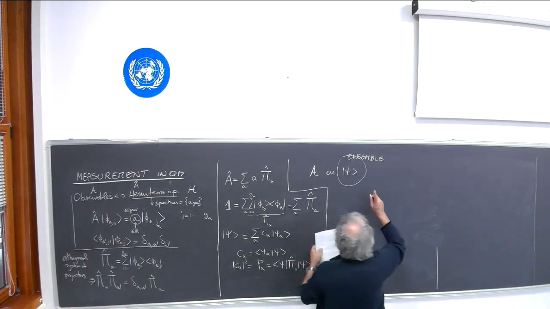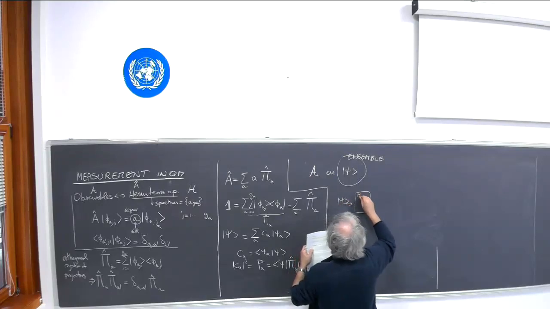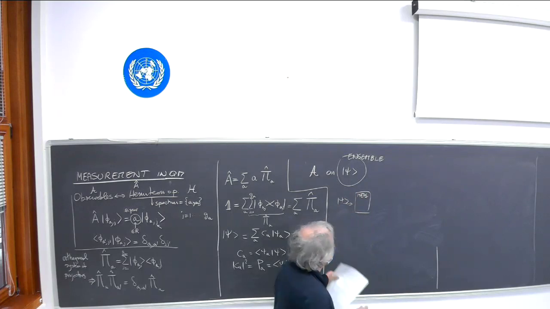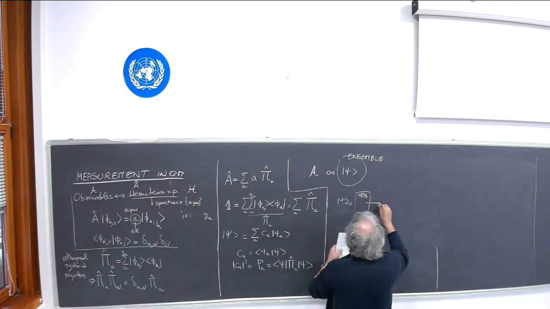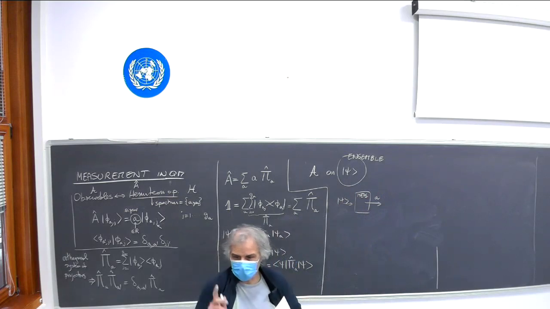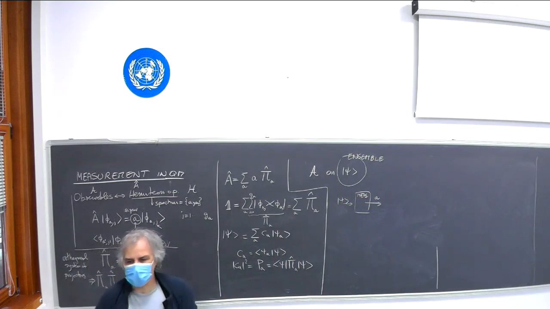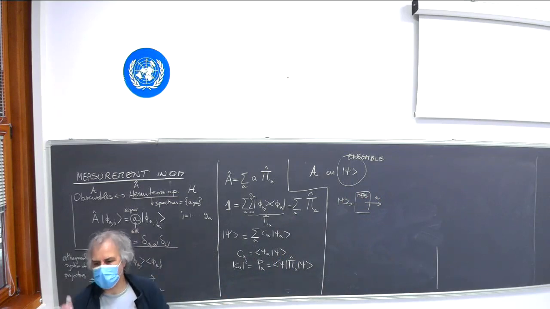Now, in each measurement, if I send the state psi to the measuring apparatus, the measurement produces one of the eigenvalues A. I do not measure averages or whatever. For instance, if I measure the spin, I can measure +1/2 or -1/2.